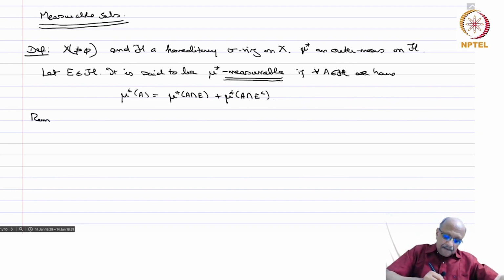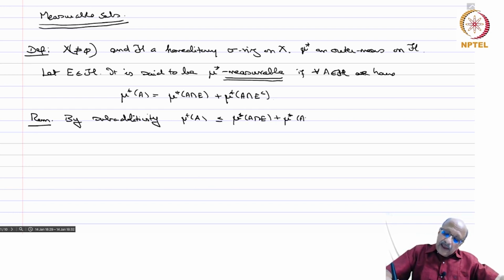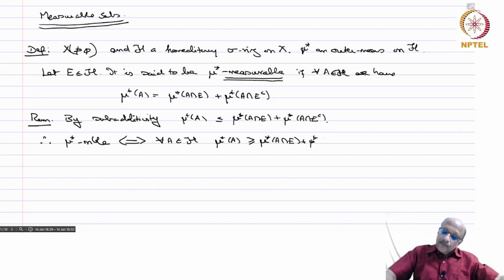Now remark, by subadditivity we have that mu star of A is less than or equal to mu star of A intersection E plus mu star of A intersection E complement. Therefore mu star measurability is equivalent to showing for every A in H we have mu star of A is greater than or equal to mu star of A intersection E plus mu star of A intersection E complement. Okay, so it's enough to check this. The other inequality is obvious. So now we start with a nice proposition.